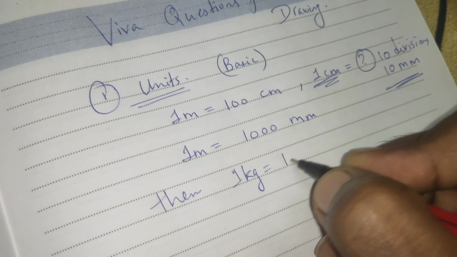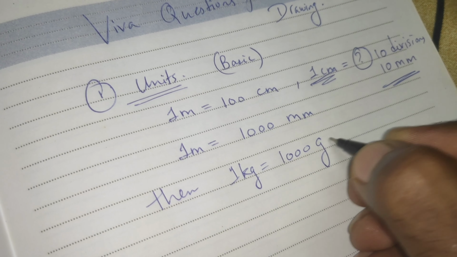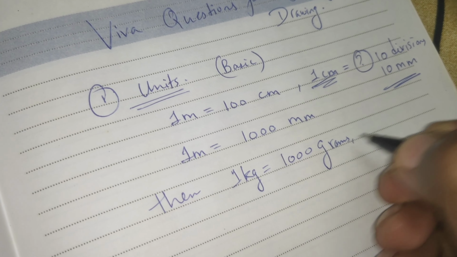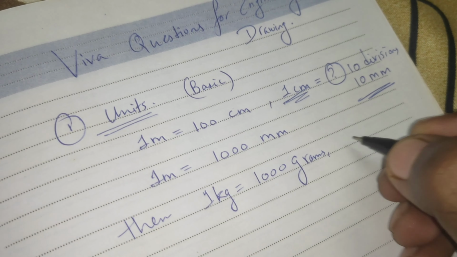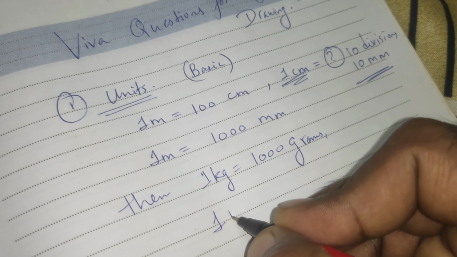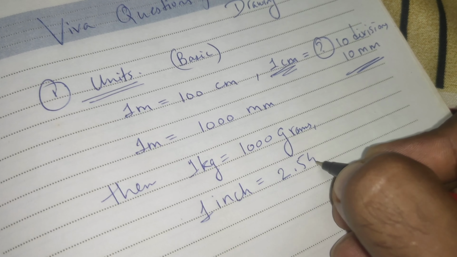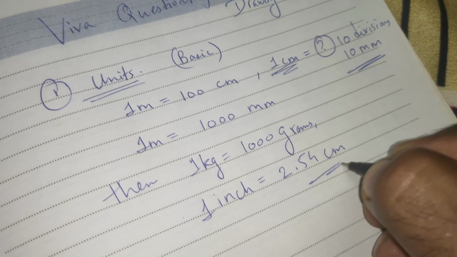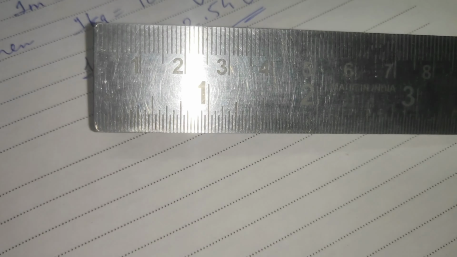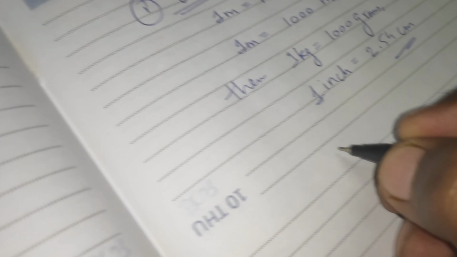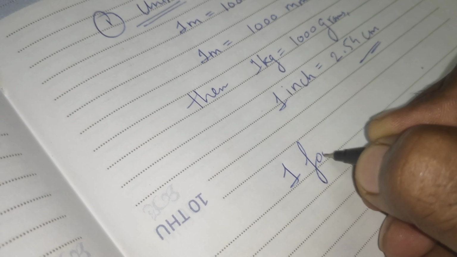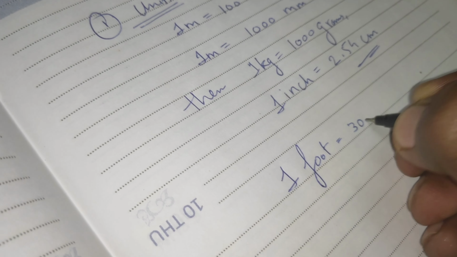Then 1 kg, 1000 gram, 1 inch, 2.54 centimeter. The inch conversion is also asked especially during the job interviews. You can see it in the scale. 1 foot equal to 30.48 centimeters.